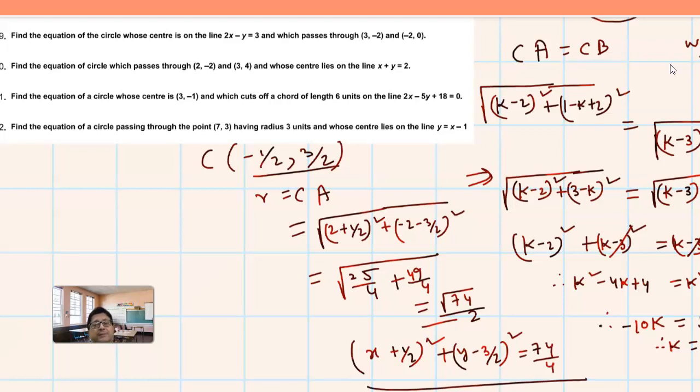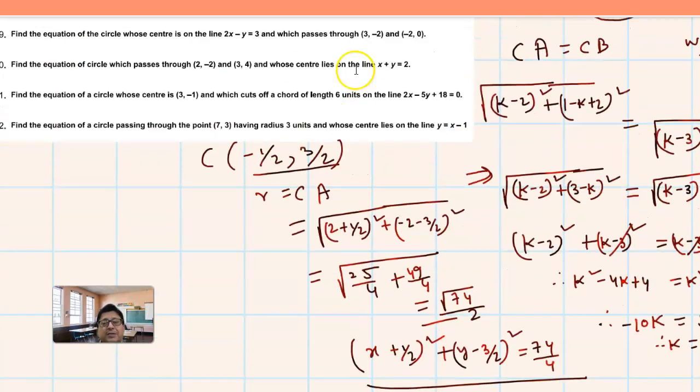So equation is done. This way, just the condition may be changed a bit, but you have to remember those three forms only on circle to get the equation. Which form is more useful, that you need to decide when you are solving the sum. But one of the forms will definitely help you to get the equation. Okay. So 19 is similar type, 20 passing through this center lies on similar type.